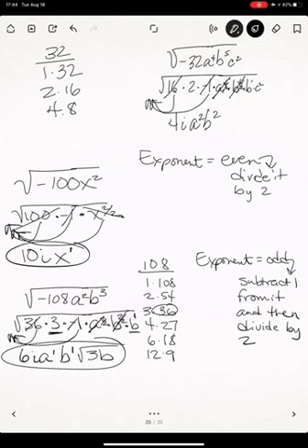B to the 1, we can't do anything with, so we're going to leave it as B to the 1. And C to the 2nd, we're going to divide by 2, so 2 divided by 2 is 1, so we're going to make it C to the 1 and cross that out. So the only thing we didn't cross out was 2 and B, so that stays underneath our square root sign as 2B. All right? And that's our final answer.